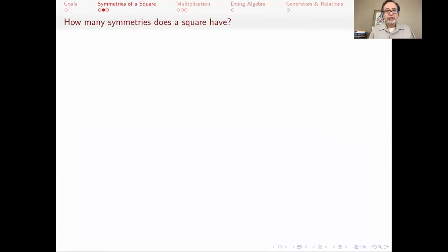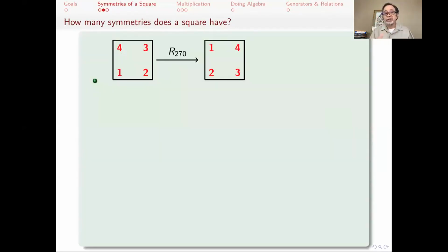Before we list all the symmetries, it makes sense to try to think how many of them there are. There are the rotations. So we did the 90-degree rotation. We can do other kinds of rotations like 180 degrees, or here I have the 270 degrees. Our rotations will always be counterclockwise, just so that we know what we're talking about.